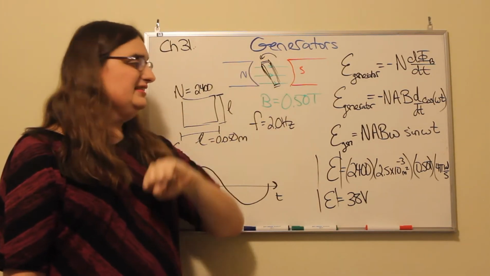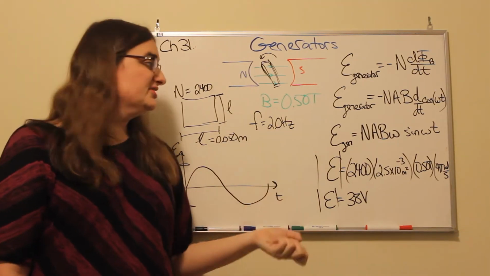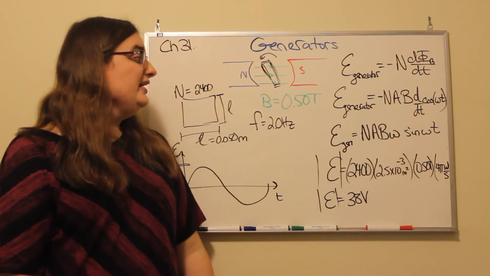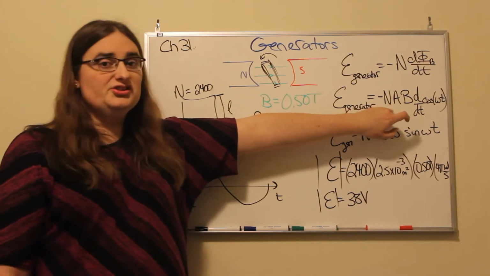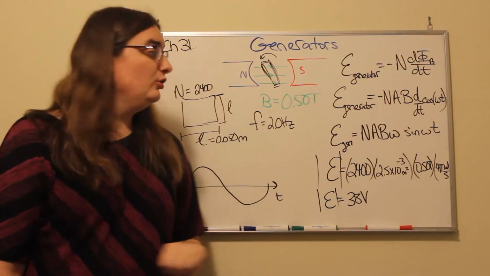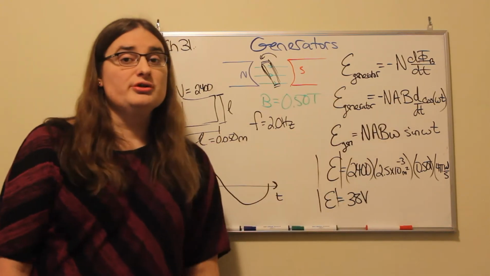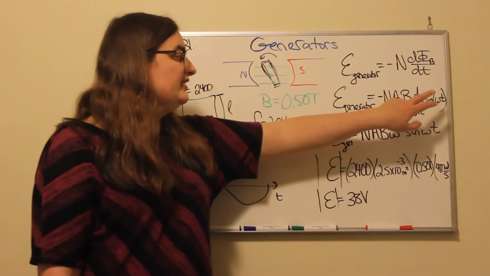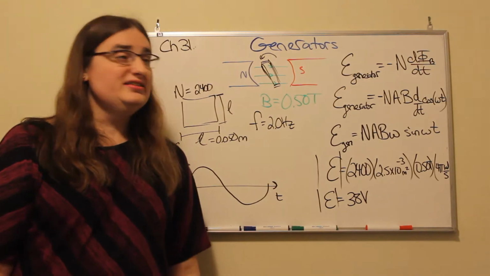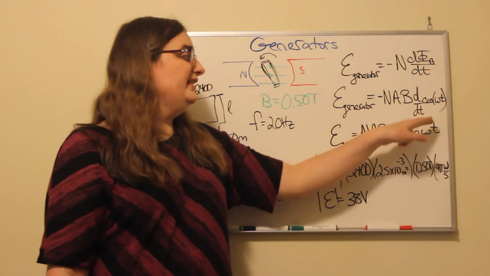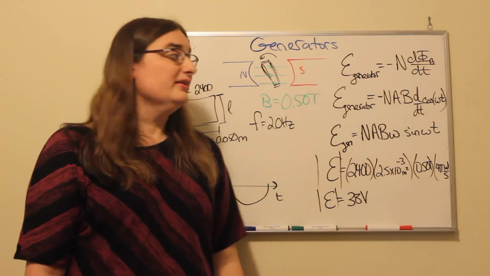So if this is constantly changing with some frequency, then our EMF would be equal to minus the number of loops we have in our coil times the area of each loop times the strength of our permanent magnetic field times the derivative of cosine omega t, which is just going to give me minus omega sine omega t.